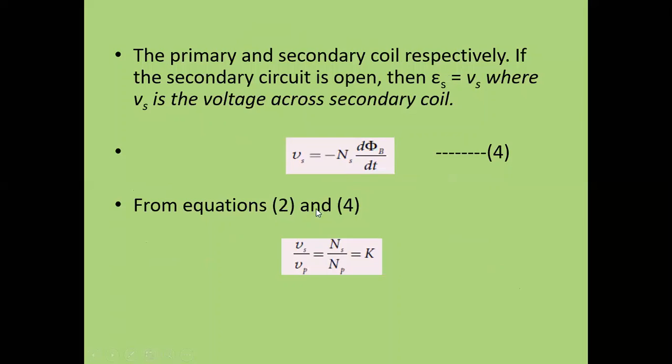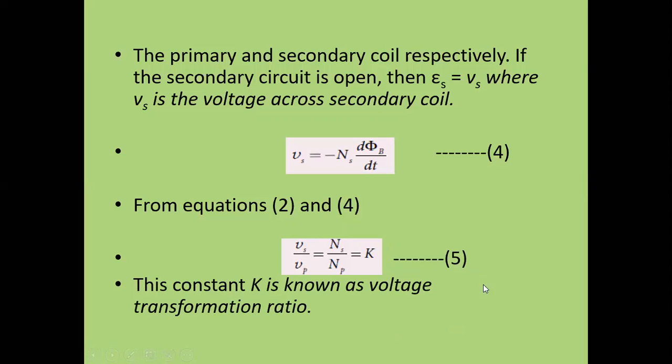Now from equations 2 and 4, we can divide equation 4 by equation 2. What will we get? Vs by Vp is equal to, d phi b by dt will get cancelled, so you will be getting Ns by Np, which can be written as K. Vs by Vp is equal to Ns by Np, which is written as K. This I am taking as equation 5. K is known as the voltage transformation ratio.